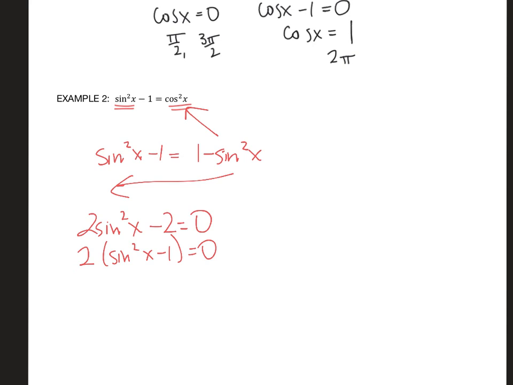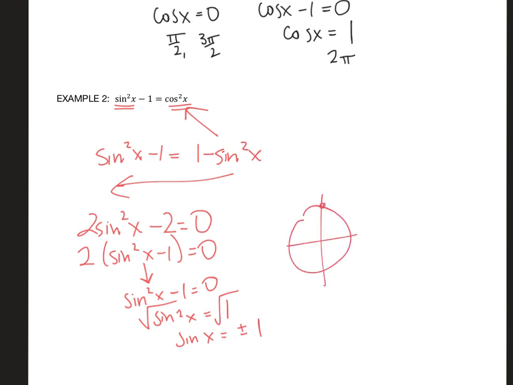And then I'm going to set anything that has a variable in it equal to 0. So sine squared of x minus 1 equals 0. Sine squared of x equals 1. Take the square root of both sides. The sine of x equals plus or minus 1. And if I'm thinking about my unit circle, that happens here and here. So I have two answers, pi over 2 and 3 pi over 2.